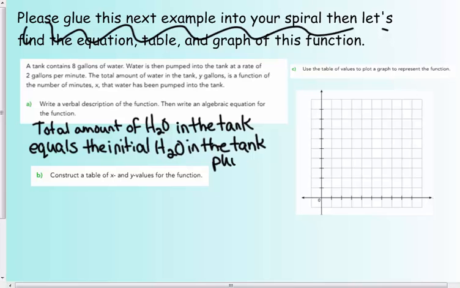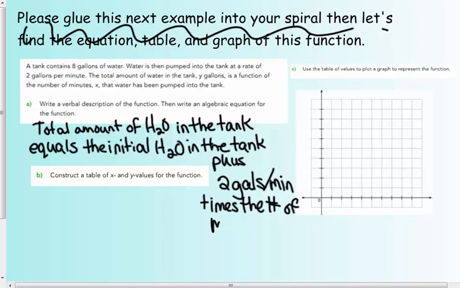Plus 2 gallons per minute. That's my rate, that's my slope, my rate of change, times the number of minutes, right? Not enough room here. So that's the verbal description.